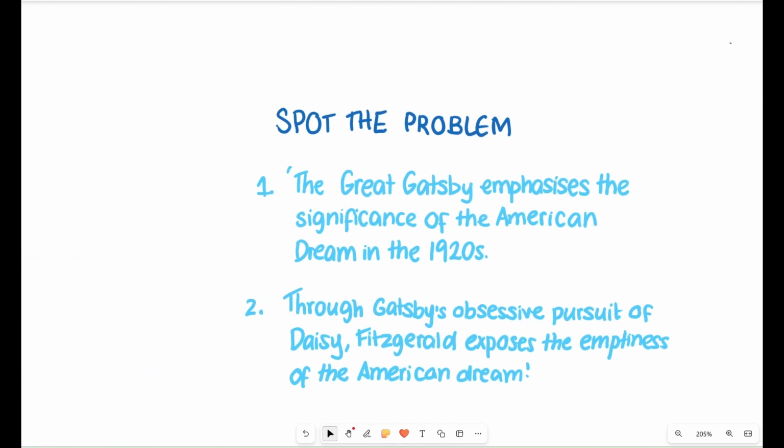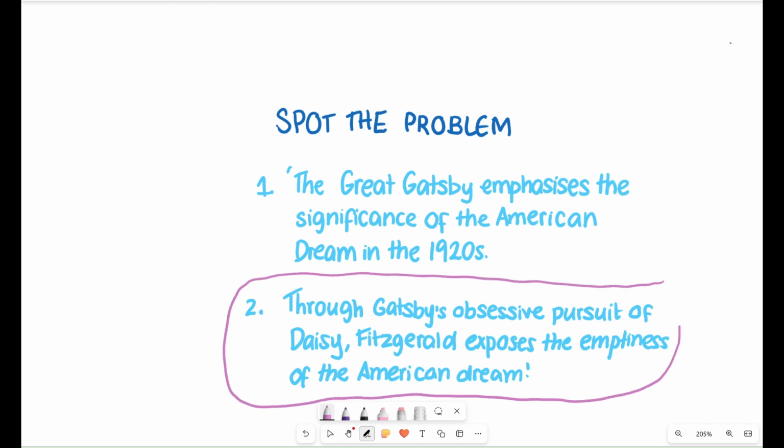For a quick starter task, I have a spot the problem and spot the real thesis statement. Our first statement is: The Great Gatsby emphasizes the significance of the American dream in the 1920s. Our second one is: Through Gatsby's obsessive pursuit of Daisy, Fitzgerald exposes the emptiness of the American dream. One of these is a thesis. For those of you who don't know, it is the second one. I will explain why in a little bit. The other one will tank your IB grades. So let's fix that really fast.